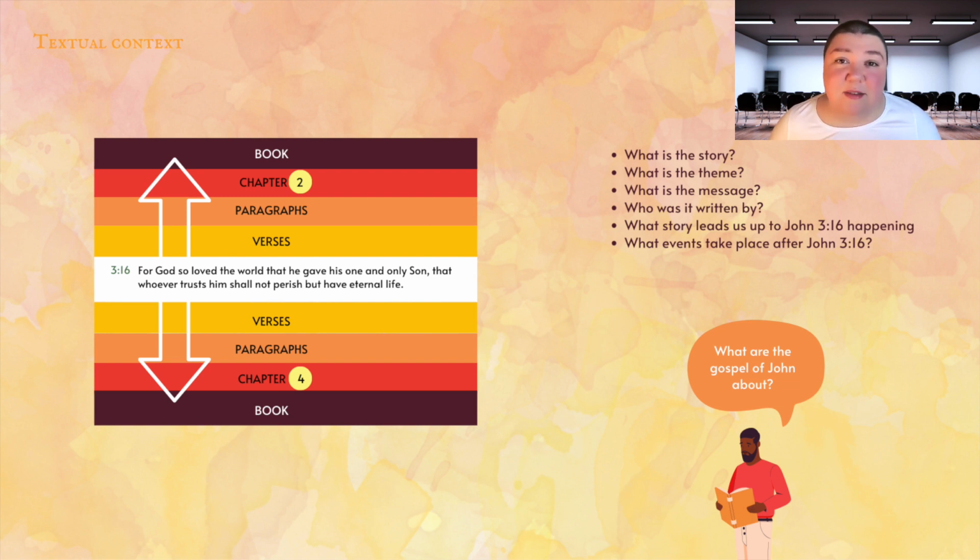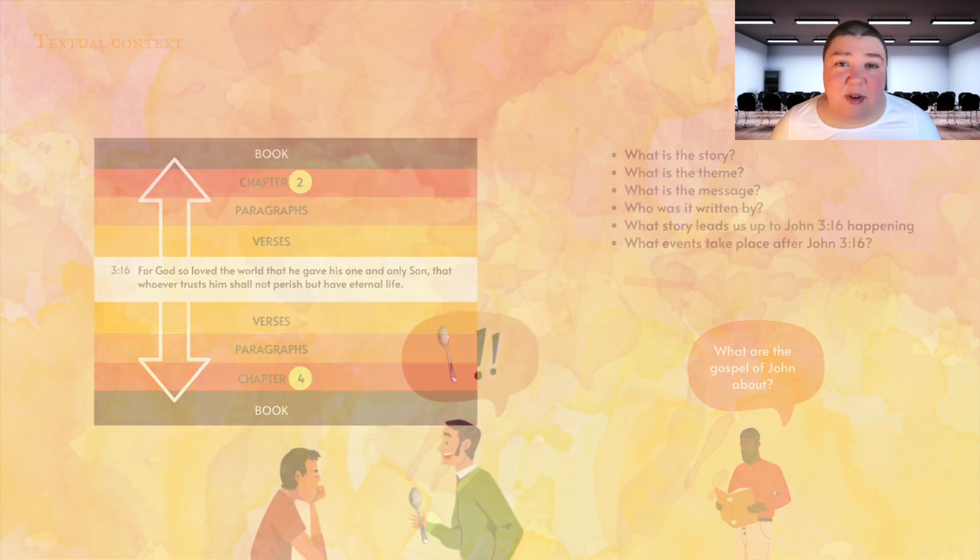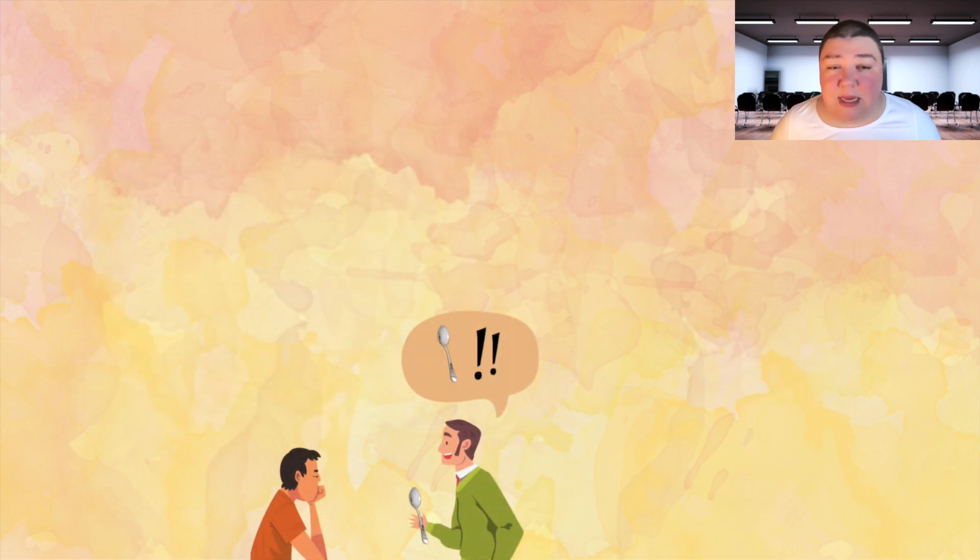Now, all this may seem ridiculously obvious. Stating that textual context is looking at the surrounding text may seem as unnecessary as saying a spoon is a spoon. But when it comes to how we read the Bible and extrapolate meaning from its verses, it would appear that this needs to be spelled out, and spelled out again and again, because it's a practice that isn't done often or well.